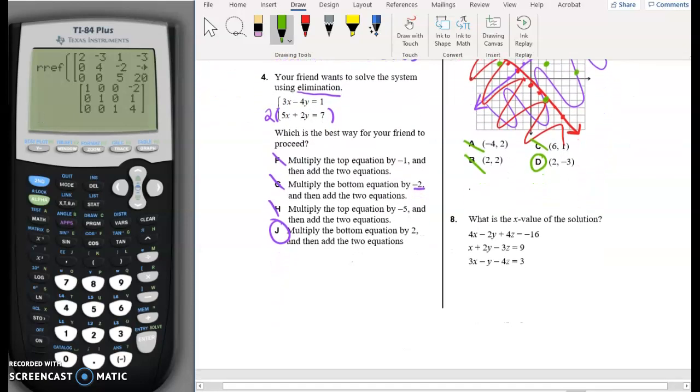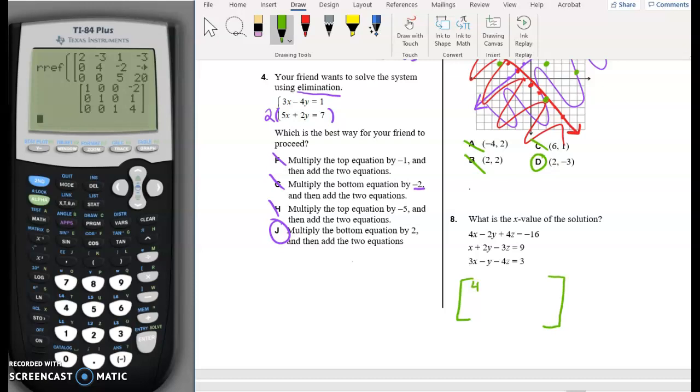Now lastly on this video, we have number 8. It wants the x value of the solution. So again, we're going to set up a matrix like last time. We have x, y, and z, so this will be 4 columns, 3 equations means 3 rows, so 3 by 4.